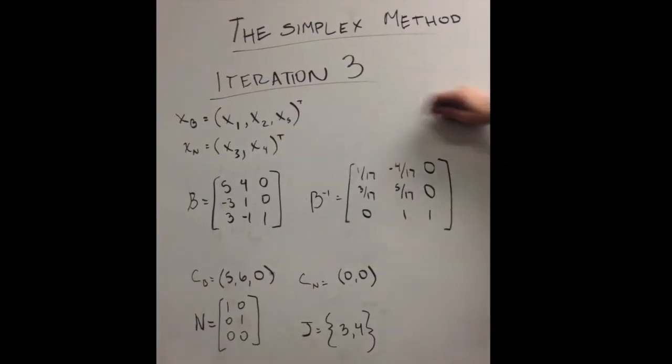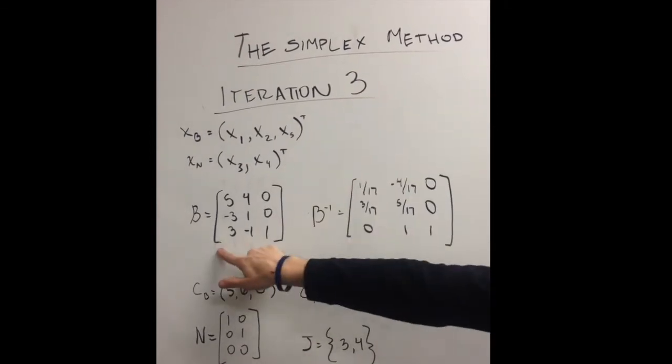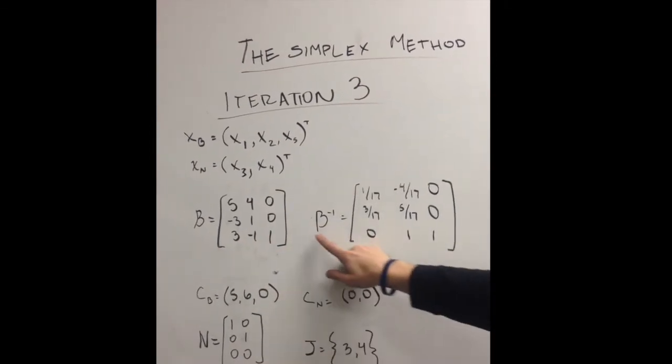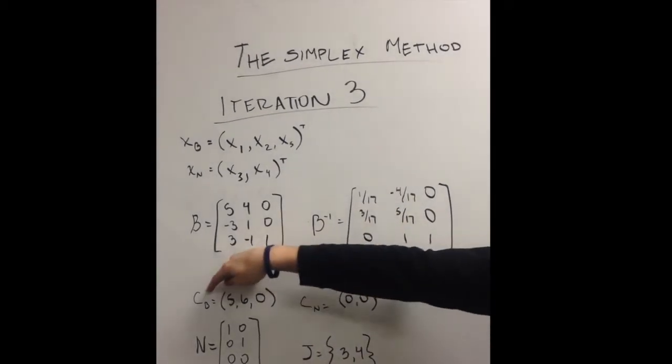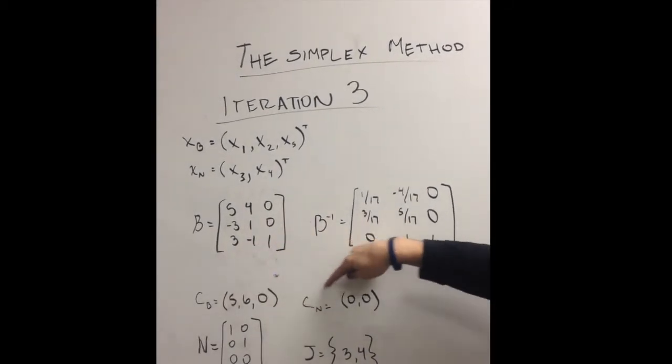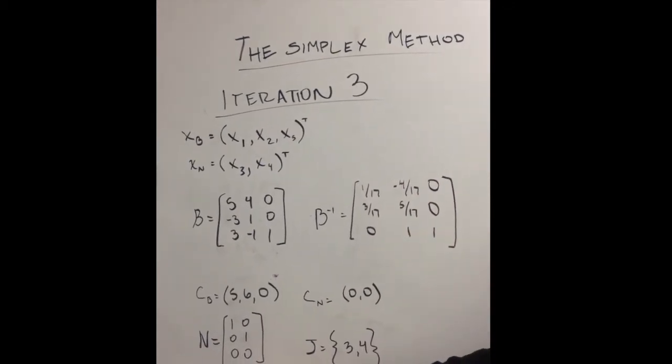So for iteration 3, these are our new basic variables and our new non-basic variables. Here's our matrix B for our basic variables, and if we take the inverse of that, this is the one we'll be using. Here's our cost coefficients for our basic variables and our cost coefficients for our non-basic variables. This is our new non-basic variable matrix.